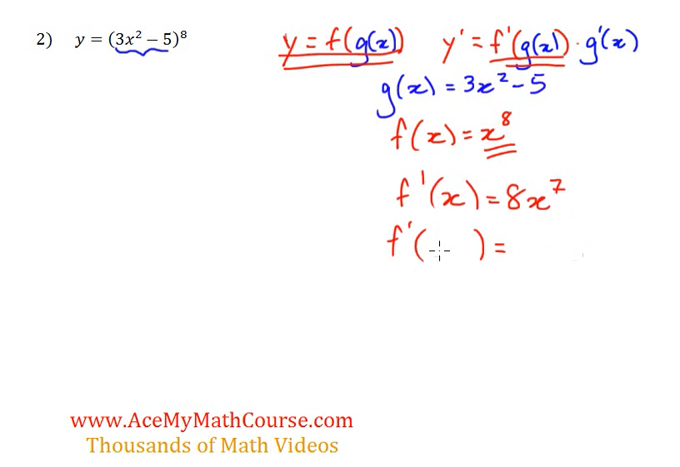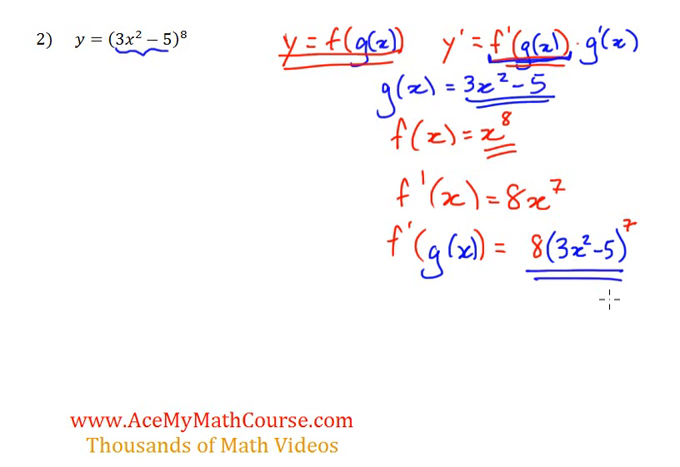And g of x is, of course, 3x squared minus 5. So f prime of g of x will be just 8 times (3x squared minus 5) to the power of 7. Well, I think that the different colors make it easy to see, right? Hopefully. Then, we already have this part, f prime of g of x, which is right here. We also want g prime of x, which is easy.